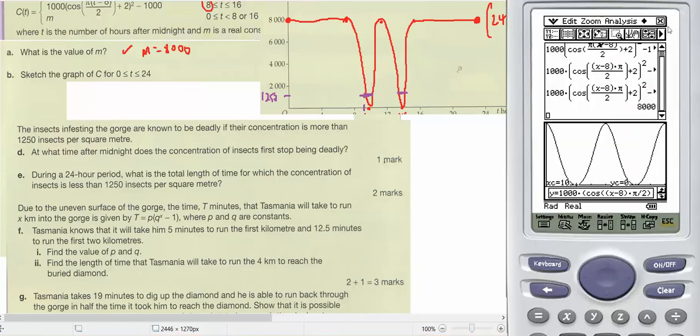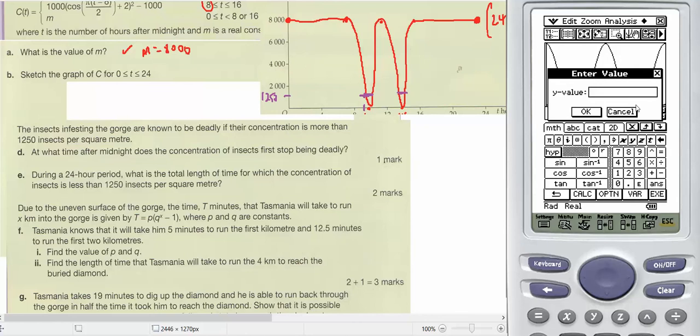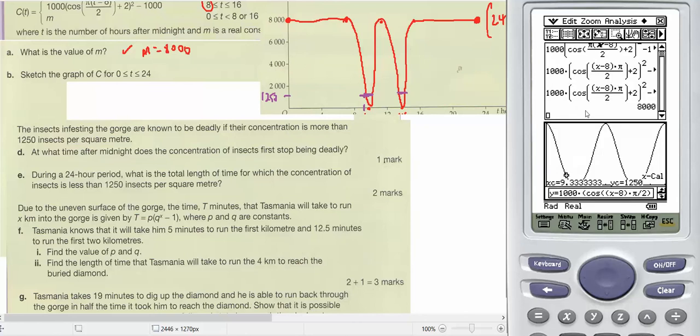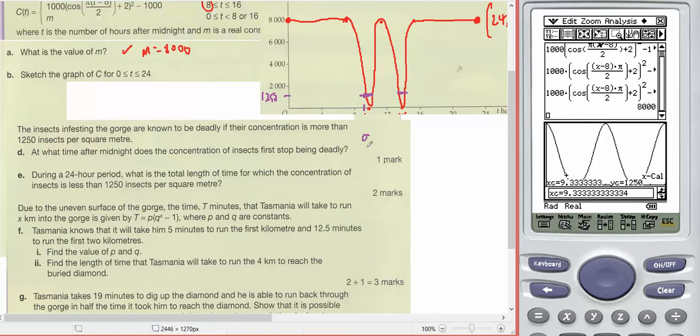So on my calculator, analysis, solve, xcalc for 1250, okay, and that gives me 9.33333, which is 9 1/3, and 1/3 of 60 is 20 minutes. So the first time after midnight is 9:20 AM.